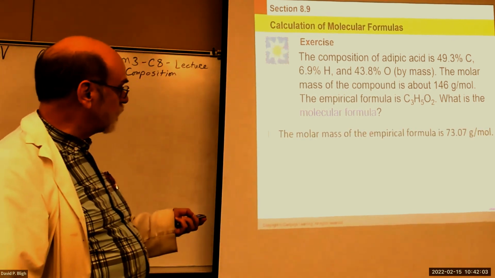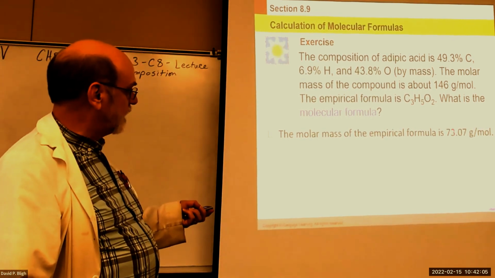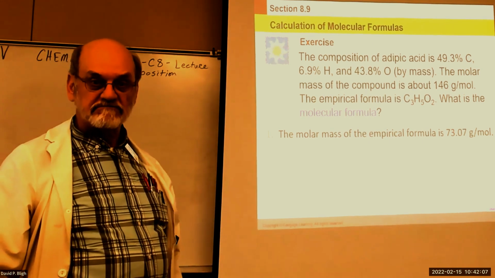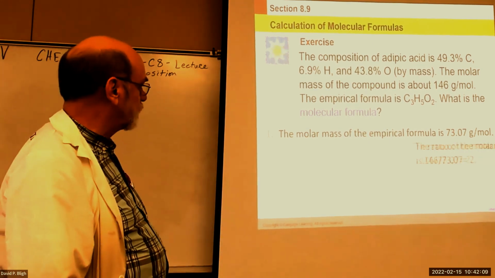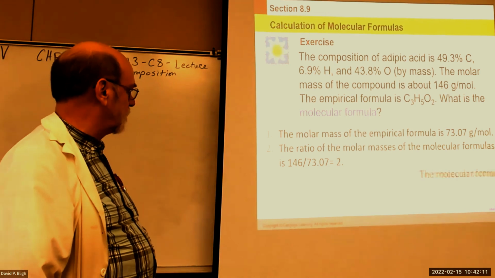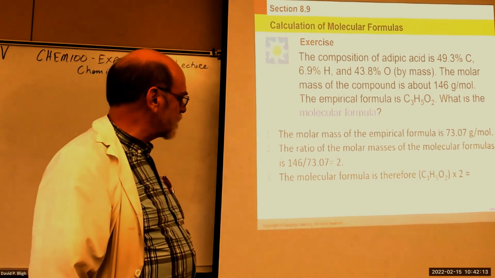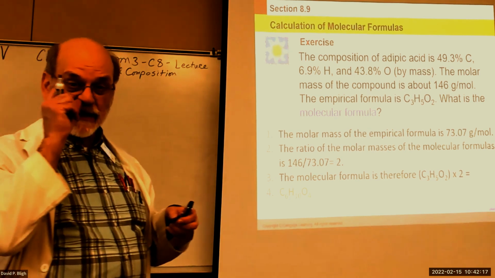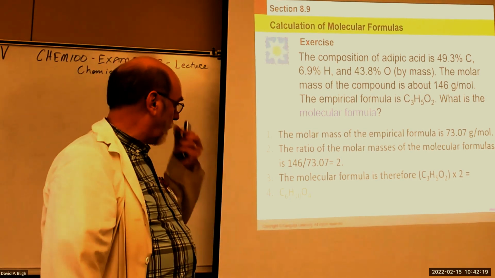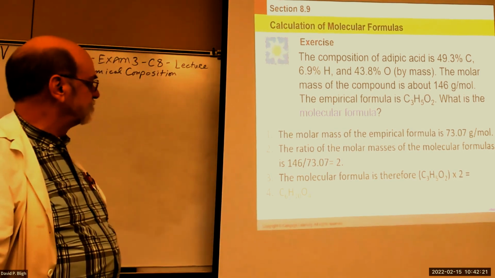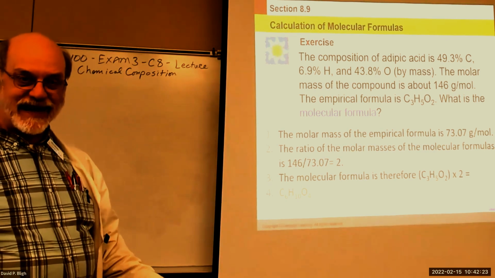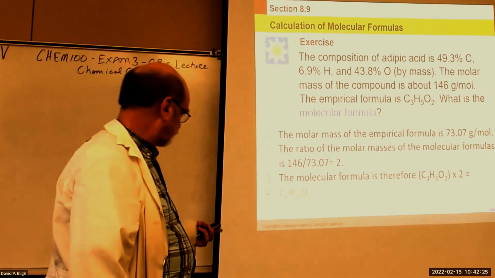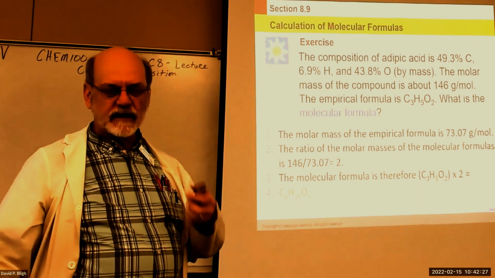Okay. 73.07 for this. That looks like it's about 2, doesn't it? 73.07 into 146 is about 2. So now the multiplier is 2. The formula is C6H10O4. And that is adipic acid. Adipic acid is a fatty acid.